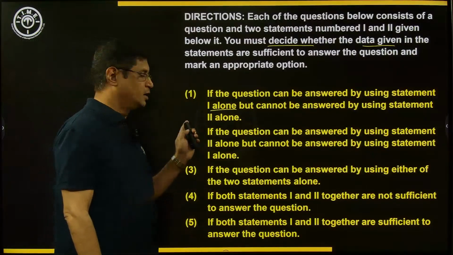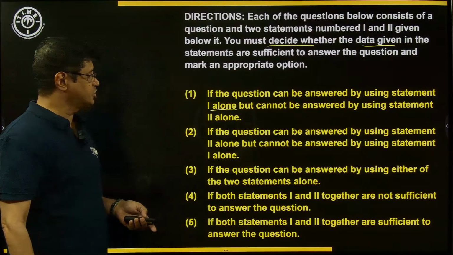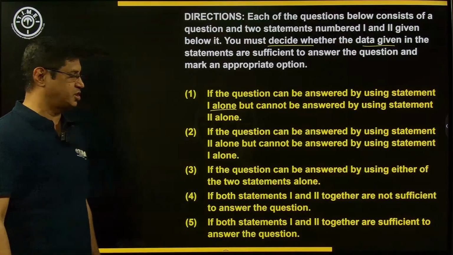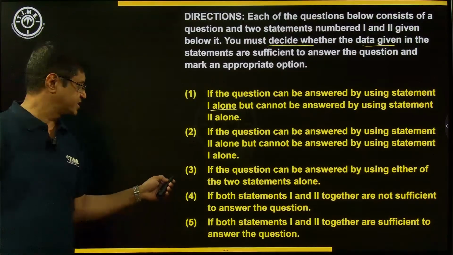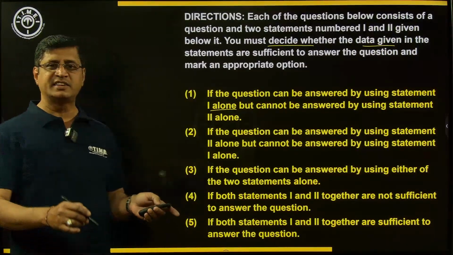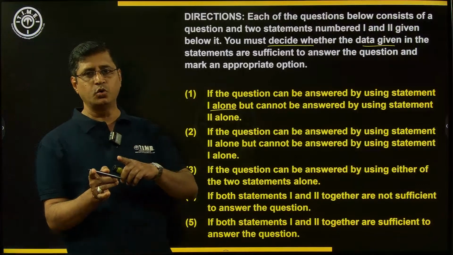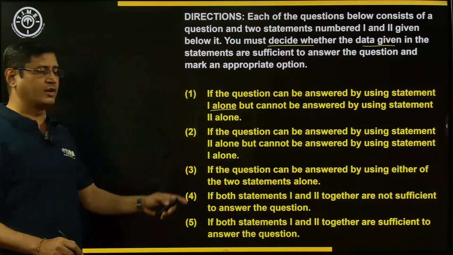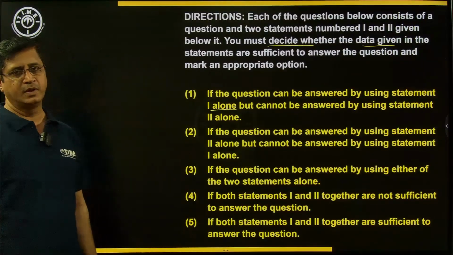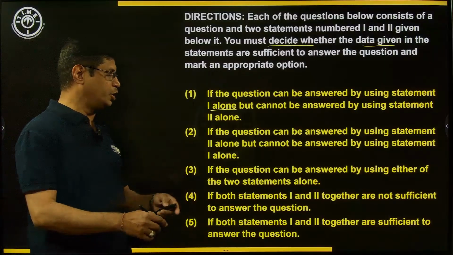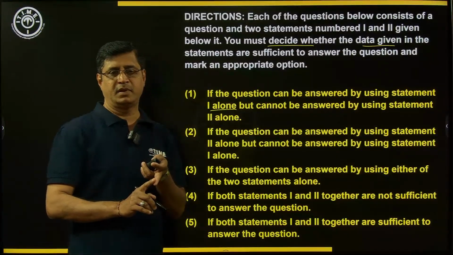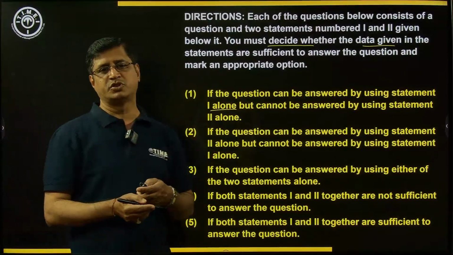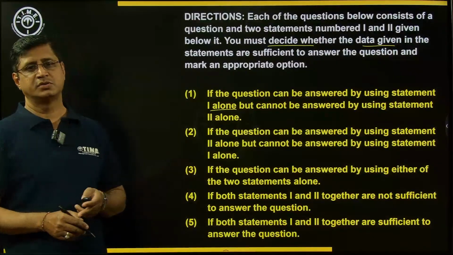Now mark choice 2 if the question can be answered by using statement 2 alone, but cannot be answered by using statement 1 alone. Now choice 3. It is possible to answer the question by using statement 1 and statement 2 independently, means either. If the question can be answered by using either of the two statements alone. Now mark choice 4. Even combining the data given in both the statements, it is not possible to answer. Some more information is required to answer the question, means choice 4.